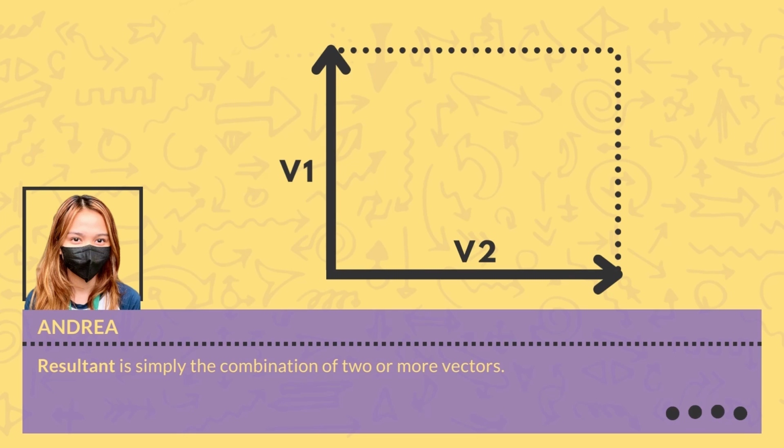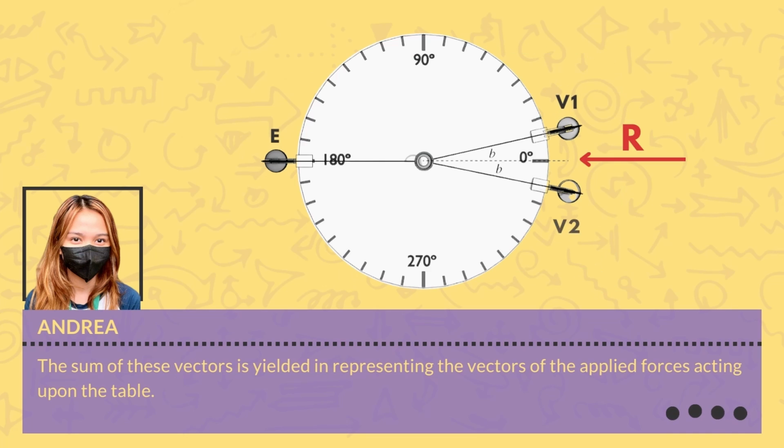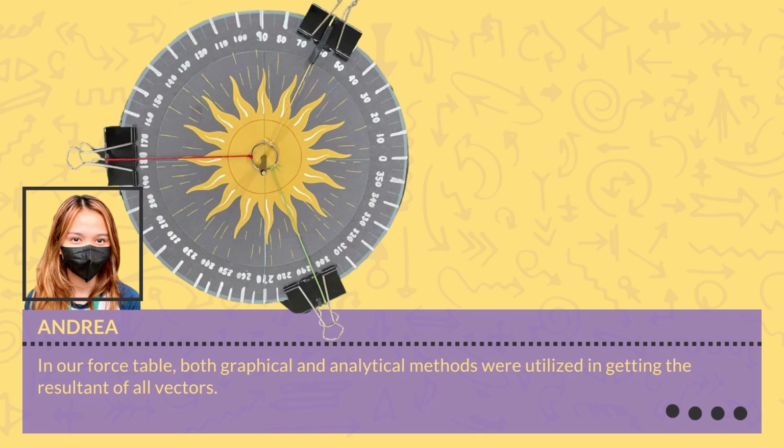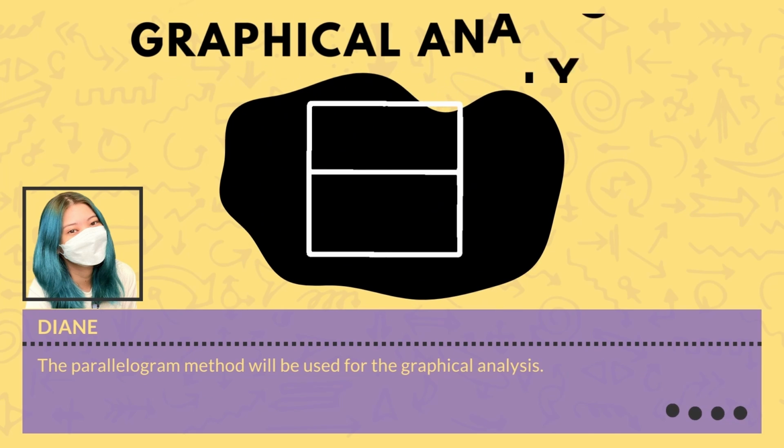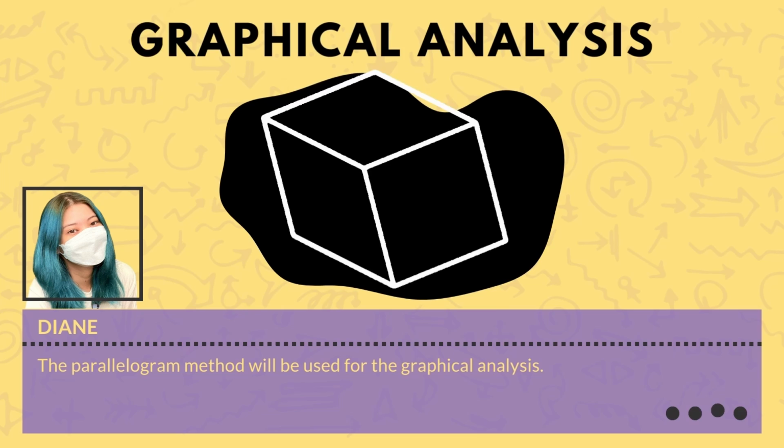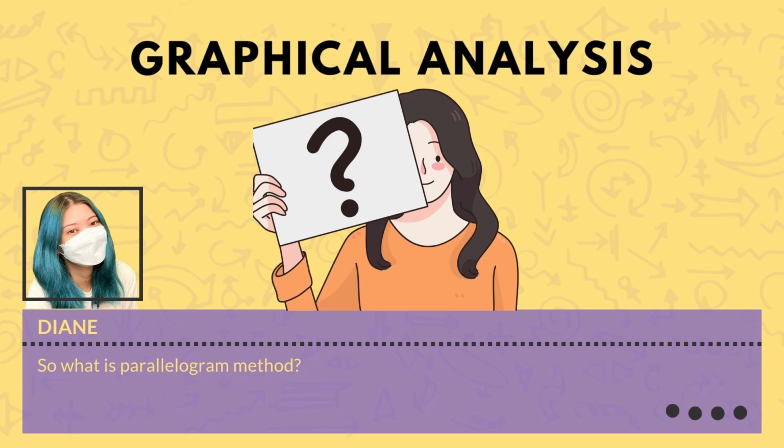Resultant is simply the combination of 2 or more vectors. The sum of these vectors is yielded in representing the vectors of the applied forces acting upon the table. In our force table, both graphical and analytical methods were utilized in getting the resultant of all vectors. The parallelogram method will be used for the graphical analysis. So what is the parallelogram method?